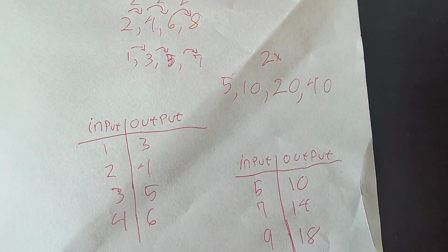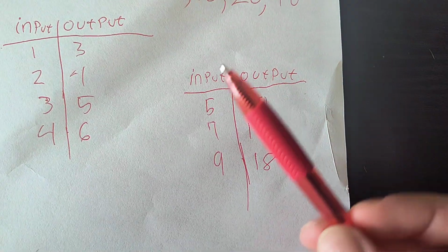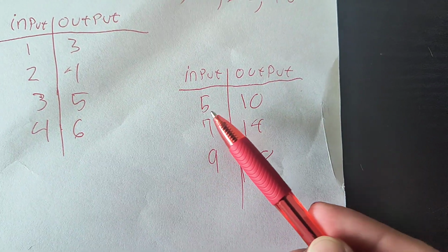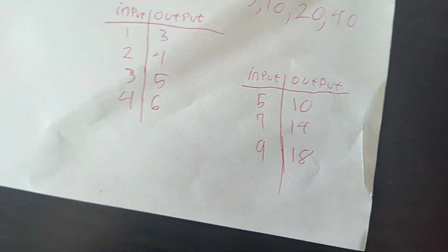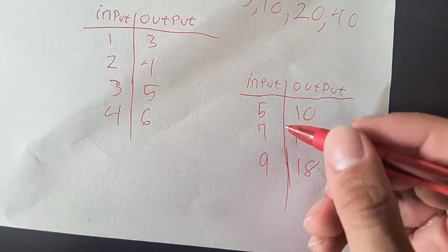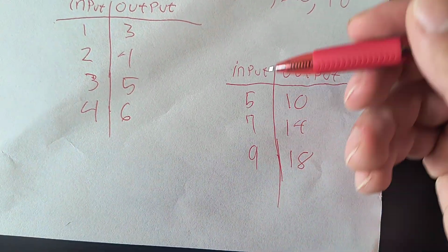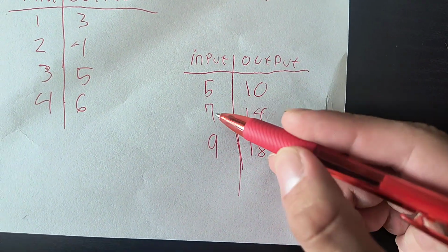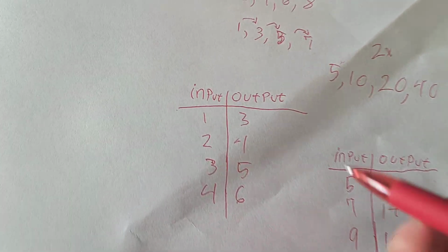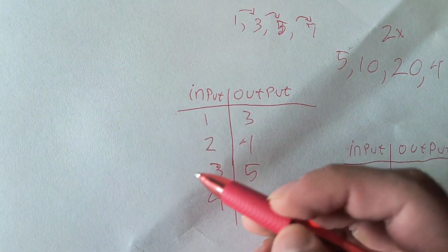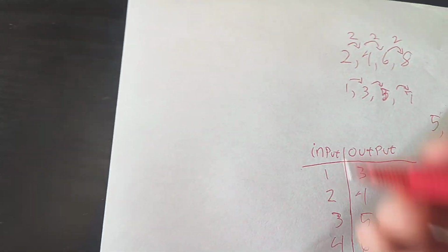We use the pattern for the rule, and you can see that it's working. 5 times 2 is 10. 7 times 2 is 14. And this holds the same pattern. We look at this, we can see that there's clearly a pattern of multiplying by 2 between these. And this is clearly a pattern of adding 2 to get the output.